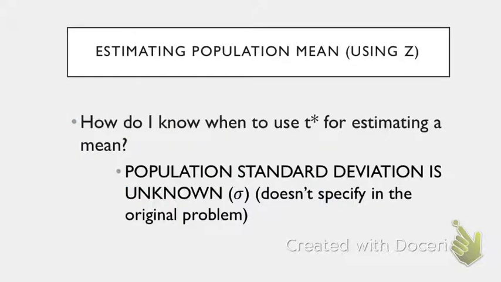So how do I know when to use T star, which I'm going to tell you what that means in a second, versus what we did in the last section, which was Z star? Standard deviation is in the problem. This one is when population standard deviation is unknown. So it only gives you a sample standard deviation, or it does not give you population standard deviation. So we're going to identify in the problem the differences from last section to this section. Everything else remains exactly the same.